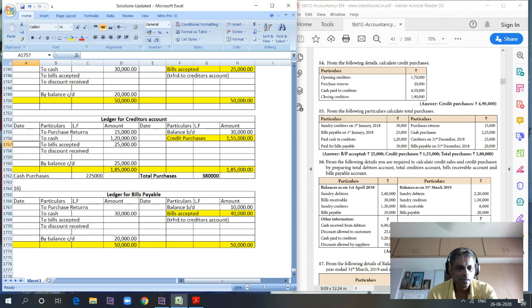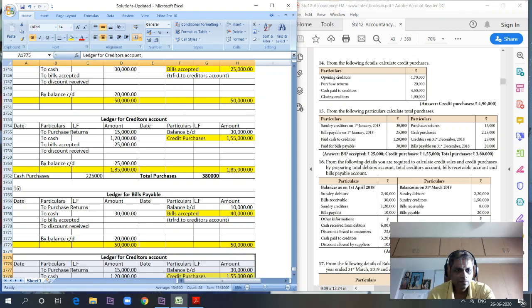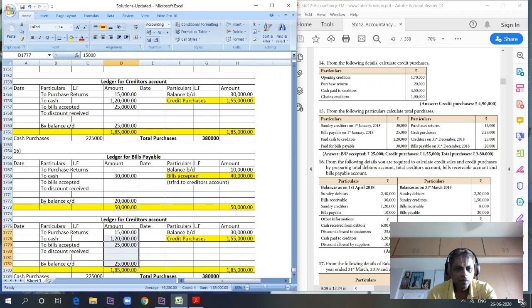Next, let's prepare the ledger for creditors account. I am removing the existing information and copying the format. What is the beginning balance for sundry creditors account? It is 1,20,000, and you can see here sundry creditors 1,20,000. The end balance in sundry creditors is 1,50,000. Fresh bills accepted during the year is equal to 40,000, which is transferred from the bills payable account to creditors.